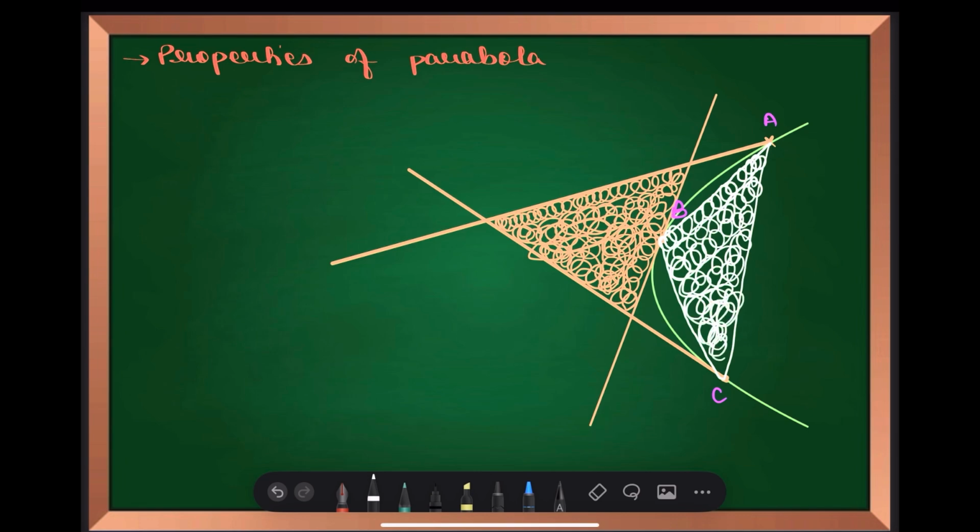There is a relationship in the ratio of areas. The area of the inner triangle is equal to 2 times the area of the outer triangle. So this property you have to memorize.